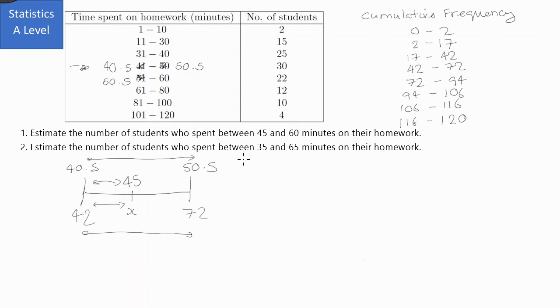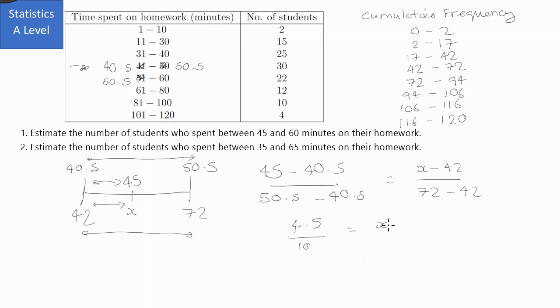So the top small line will be 45 subtract 40.5, divided by the big line, which will be 50.5 take away 40.5, and on the other side we're going to have this small line, which is x take away 42, divided by 72 take away 42. Now we want to start simplifying everything. So this over here simplifies to 4.5, the denominator simplifies to 10, and that numerator we cannot simplify, we leave it as x minus 42, and this one simplifies down to 30.